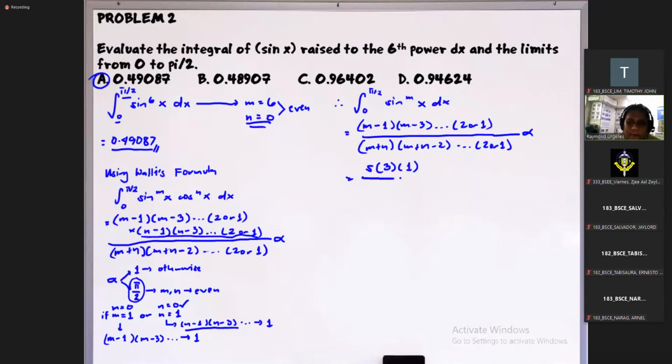Then in the denominator, m plus n, 6 plus 0 is 6. It's the same: you just keep subtracting 2. After this we have 4, after this we have 2, but again only until 2 or 1, so we stop here. Then it is multiplied by alpha. Our alpha is pi over 2. Okay? Then solving this.